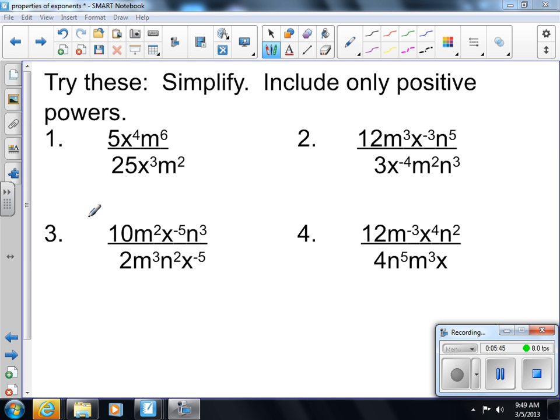Okay, now we're going to try some others to simplify. You want to make sure that you include only positive powers. Only positive powers. Okay, so the first one has 5x to the fourth, m to the sixth, divided by 25x to the third, m to the second. Give me a fist of 5. Do you have that written down? Okay, we're good. First look at, is there anything you can do with the whole numbers?